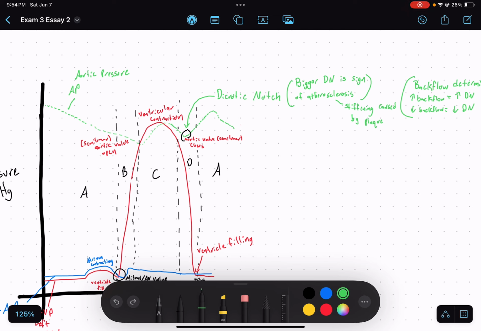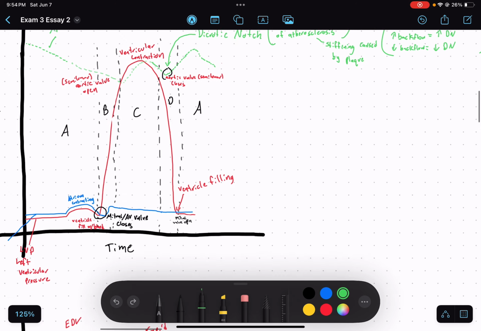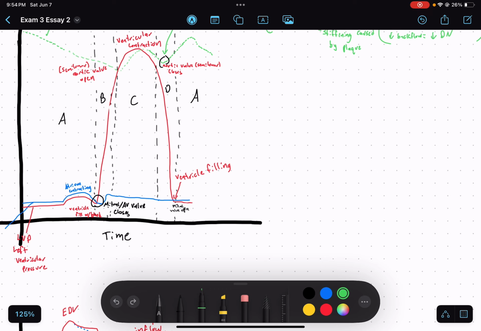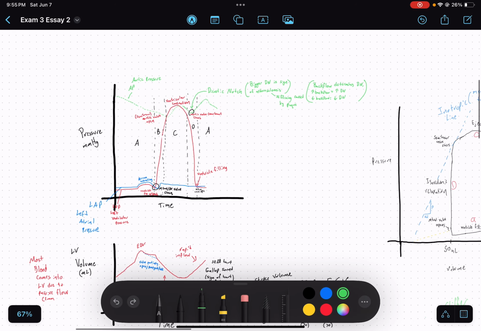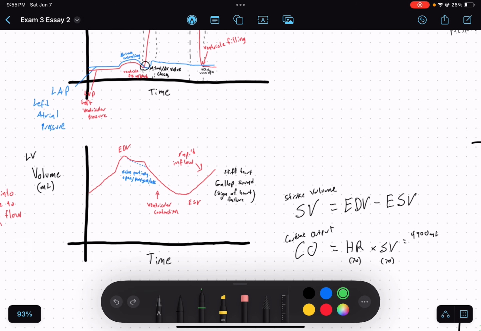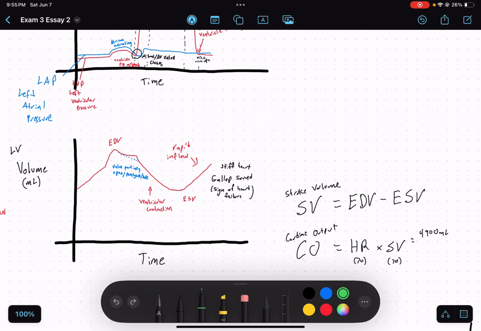So once we reach about right there, where the dicrotic notch meets the pressure of the ventricle, the aortic valve is going to close, and once it does, the ventricle is going to continue to relax until you reach about here. Then the mitral valve is going to open, allowing the ventricle to start passively filling with blood. As time goes on, we see the volume in the left ventricle start to increase a little bit passively.